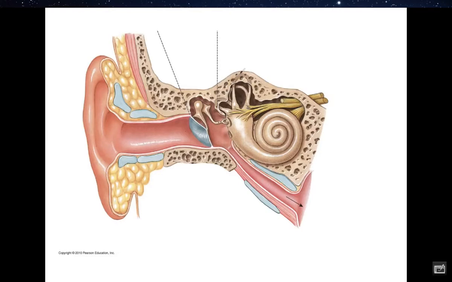So if we take a look here at the diagram of the ear, because the ear controls both of these senses, the first thing that you'll notice is it's actually divided into three general sections. And these three general sections are delineated by those dotted lines. So to the left-hand side of those dotted lines is the outer ear. In between those dotted lines is the middle ear. And then to the right is the inner ear.